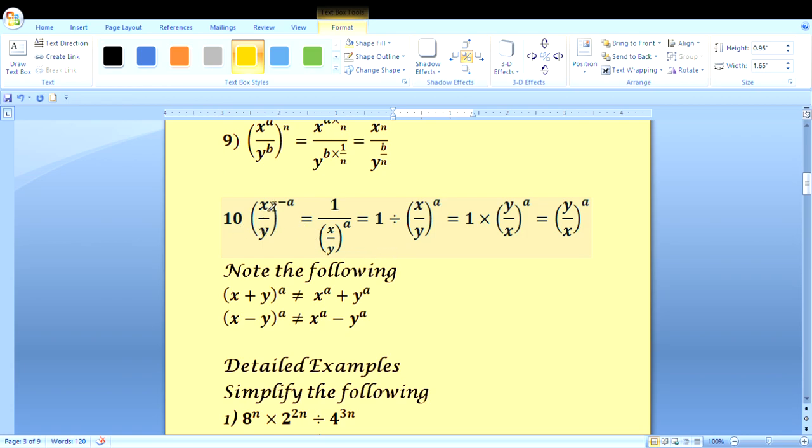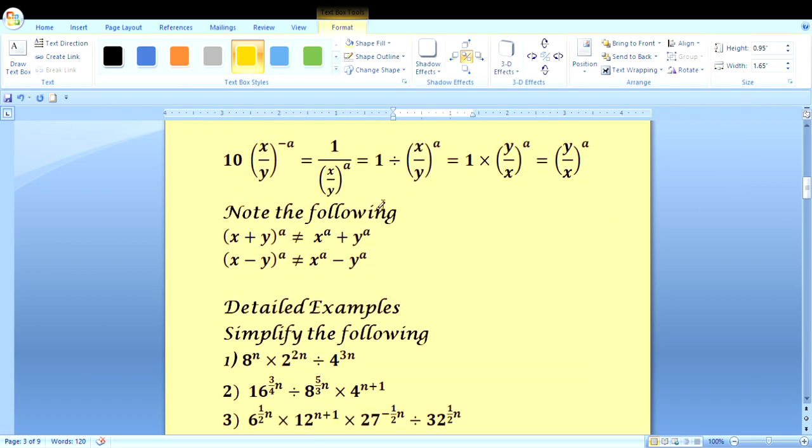So if we have number 10 here, x over y raised to the power minus a, once you have something of this nature, all you need to do is revert the denominator to become the numerator and the numerator to become the denominator, and you remove this negative sign so that the expression becomes y over x raised to the power a. This is how to do the basic operation.